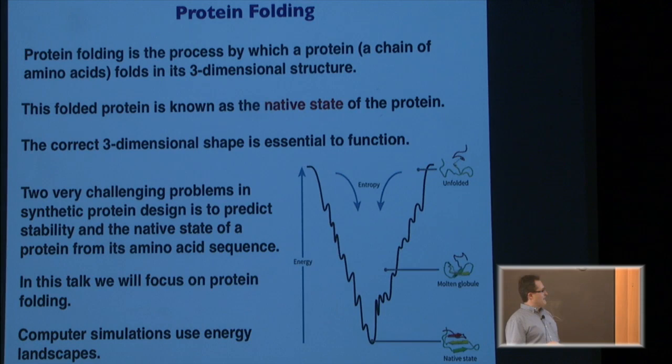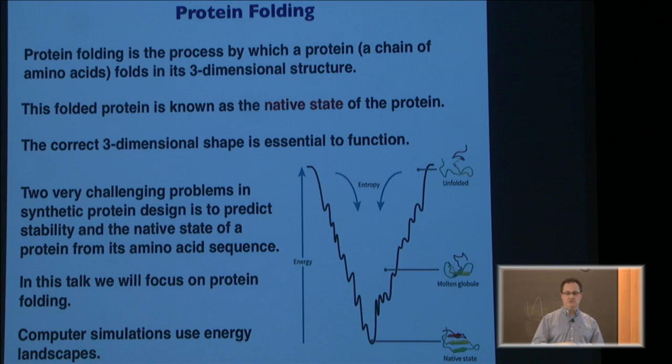When you have this linear chain of amino acids, deciding how it is going to fold is a very challenging problem: to try to understand or predict the proper three-dimensional shape of the protein directly from this chain of amino acids. Also protein stability is related to protein folding. These are two very challenging problems, and we're going to talk about protein folding in this talk.